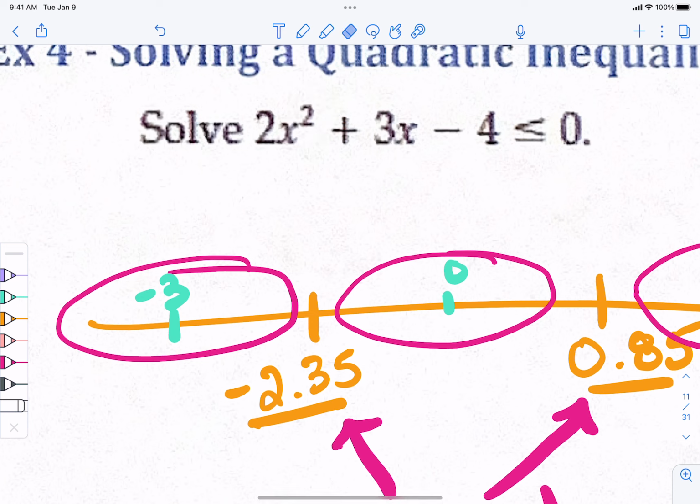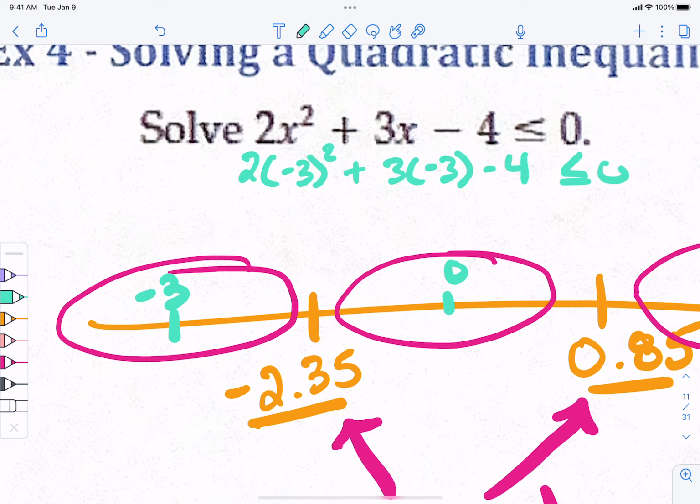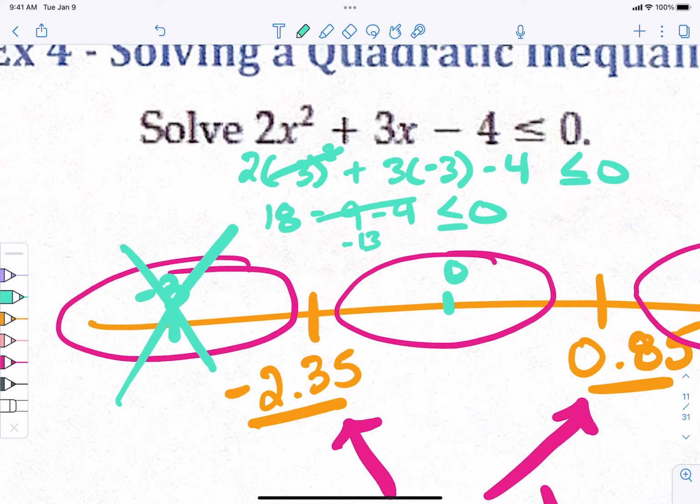If I do -3, 2 times -3 squared plus 3 times -3 minus 4. I'm trying to see if that is less than or equal to 0. -3 squared is 9. This becomes 18 minus 9 minus 4. Is that less than or equal to 0? No, because this is minus 13, so 5. 5 is not less than 0, so I'm going to cross it off.